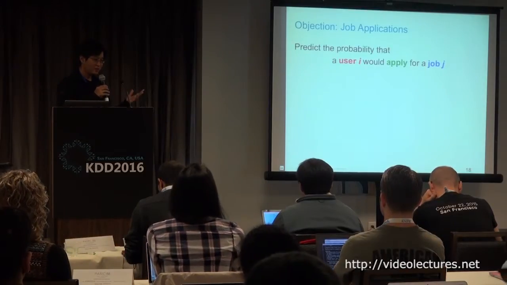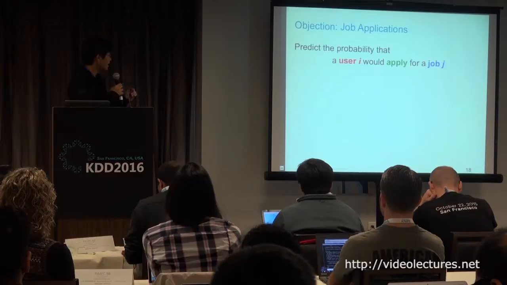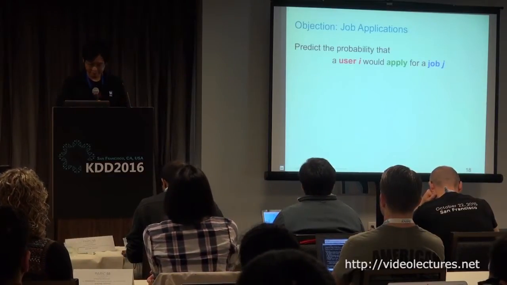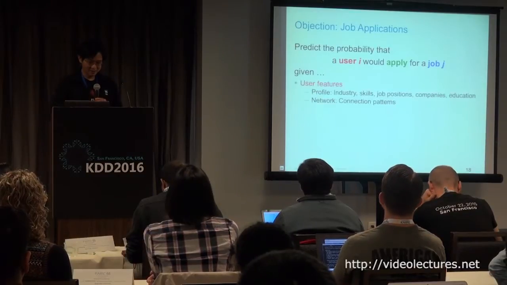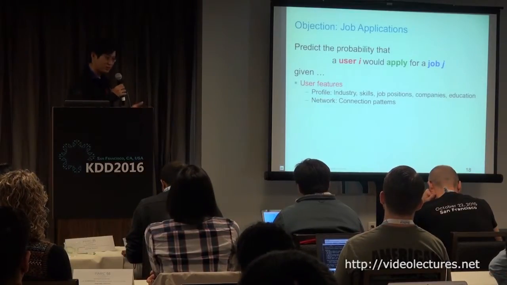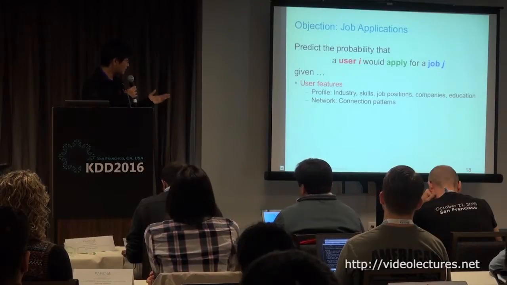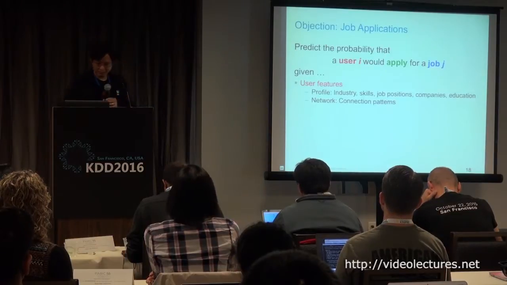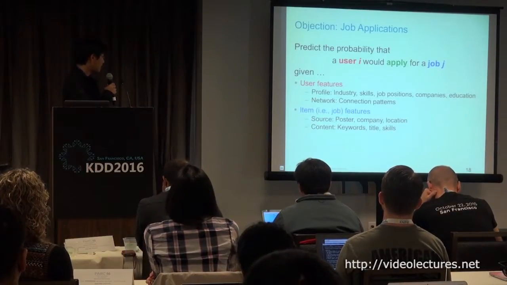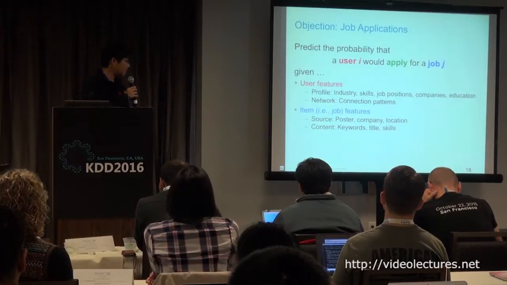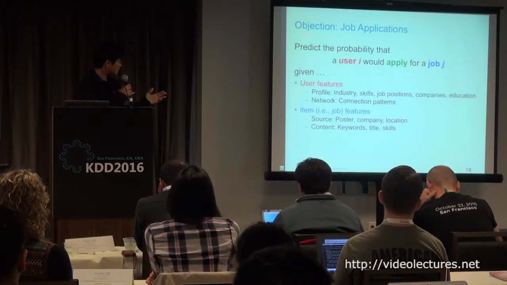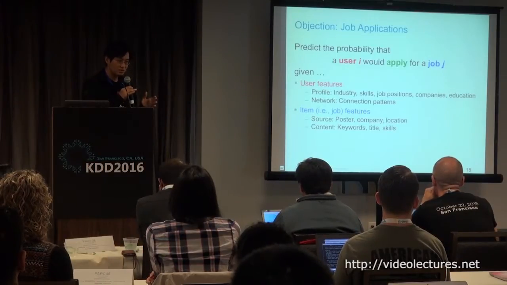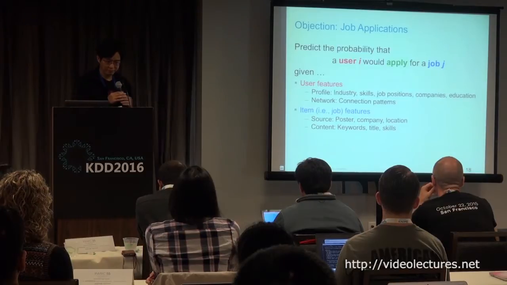The model will try to predict the probability that a user i would apply for a job j, based on the user features, which come from the profile, like industry, skills, positions, companies, education, and also network connection patterns. And also based on the item features, like the poster of the job, the company of the job, location, and also important keywords, title, and skills in the job.